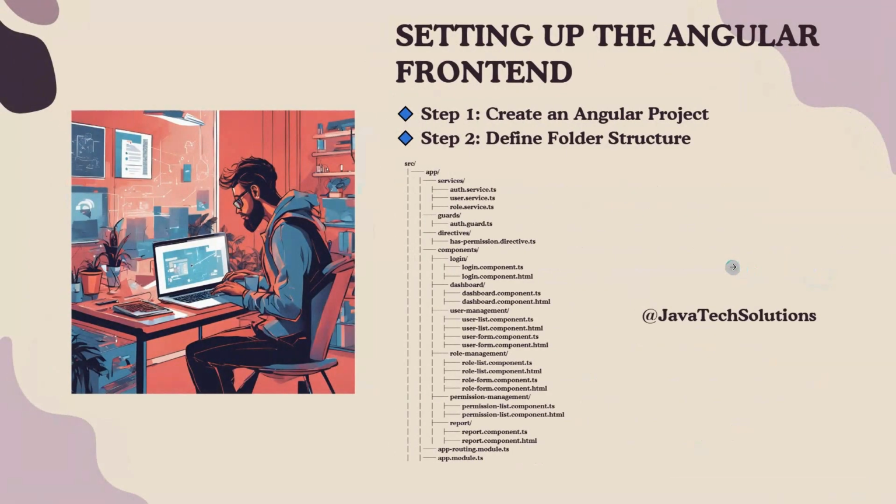Next, we are going to develop the front end. Whatever I talked about the backend part, now we will talk about how we are going to create the Angular front end. For the front end, we can create an Angular project using ng new and then the project name. The project structure will look like this.